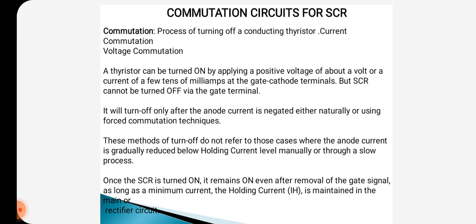Now the commutation circuits for SCR. What is commutation? Commutation is the process of turning off a conducting thyristor. There are two types, that is current commutation and voltage commutation. A thyristor can be turned on by applying a positive voltage of about a volt or a current of a few milliamps at the gate cathode terminal.